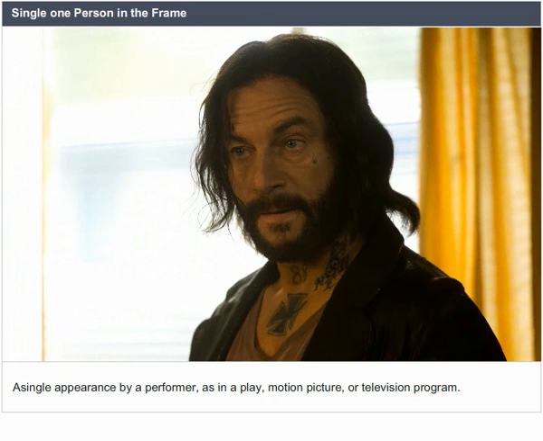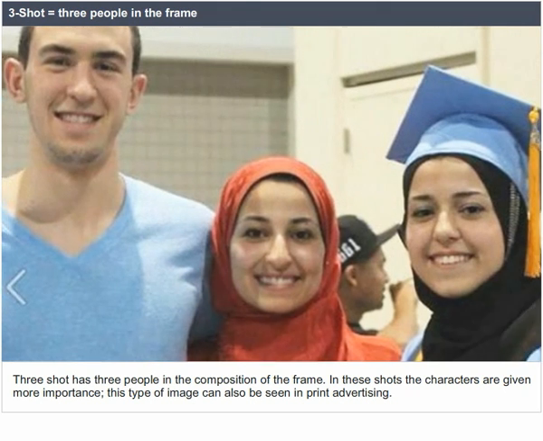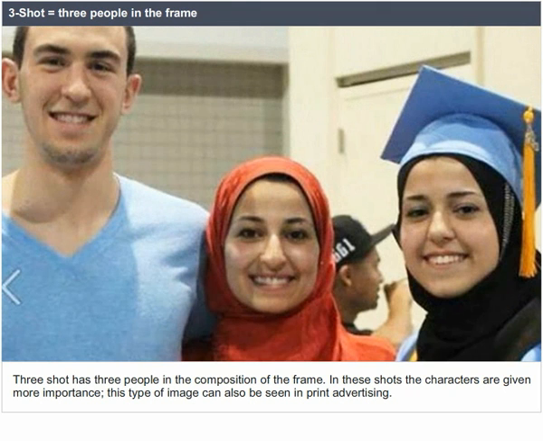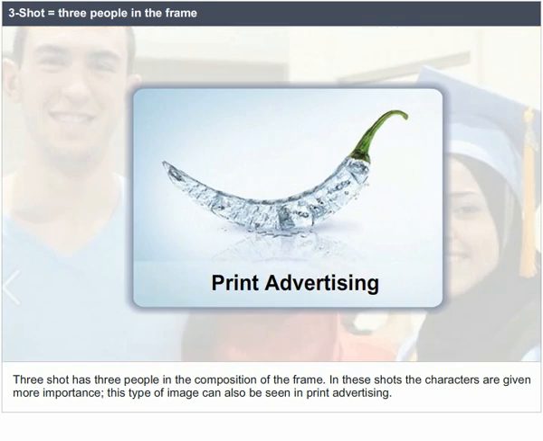Single. One person in the frame. A single appearance by a performer, as in a play, motion picture or television program. Two-shot. Two people in the frame. A two-shot is a type of shot employed in the film industry in which the frame encompasses a view of two people, the subjects. Three-shot. Three people in the frame. Three-shot has three people in the composition of the frame. In these shots, the characters are given more importance. This type of image can also be seen in print advertising.